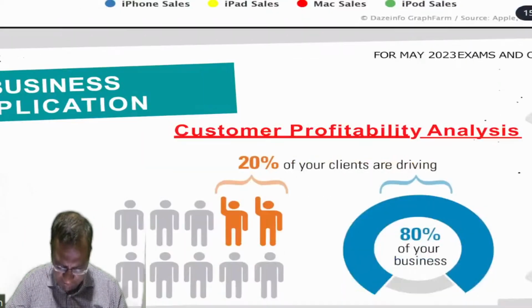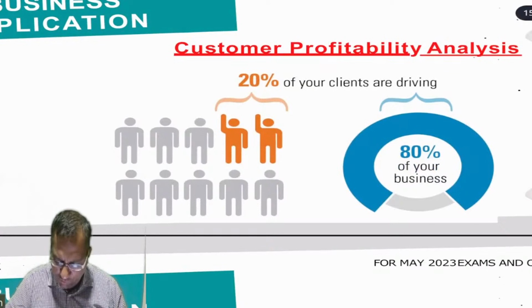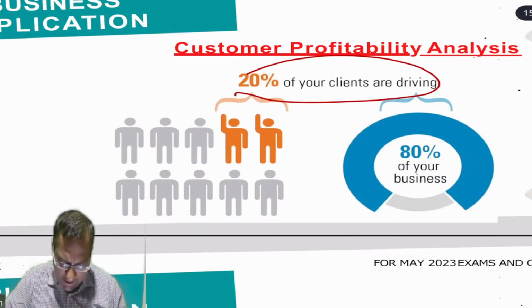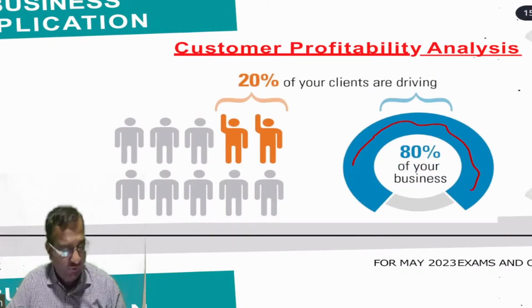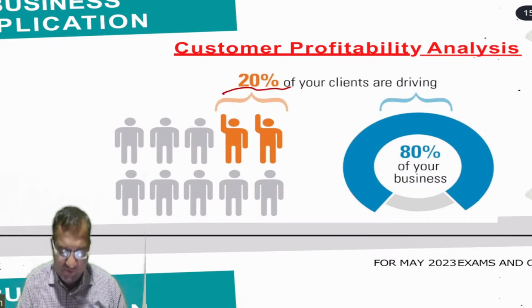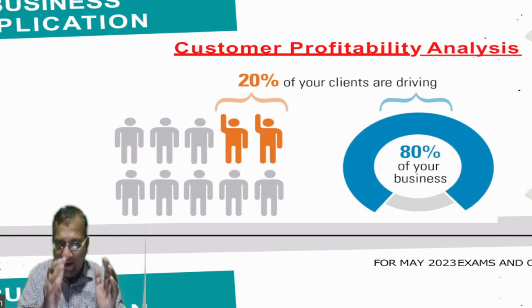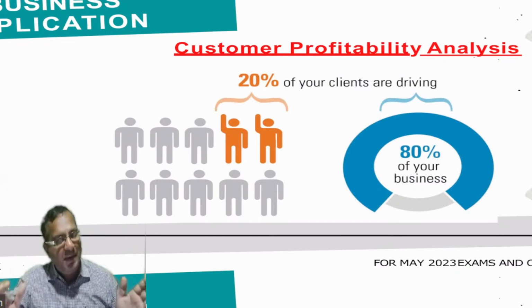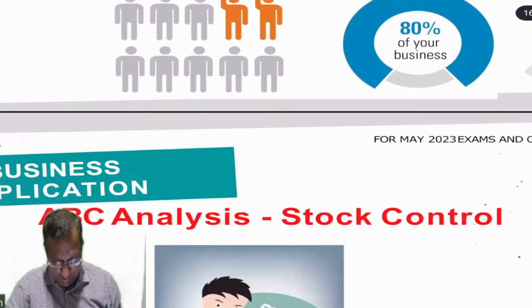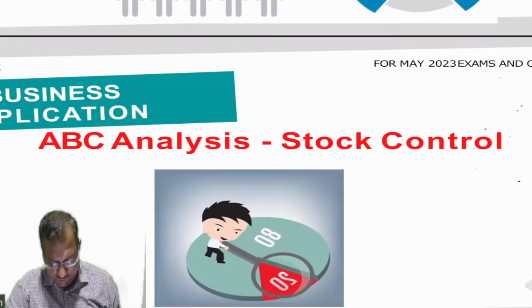Okay, now let's come to the third business application. The same was given, beta: 20% of your clients are driving 80% of your business. Once again, I am telling you, this 20% can be 30%, can be 35%. The point is, the vital few are contributing the bigger picture. Okay, let's go to the next, ABC analysis, stock control.